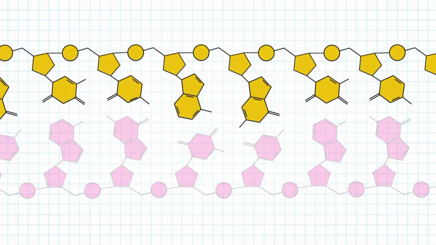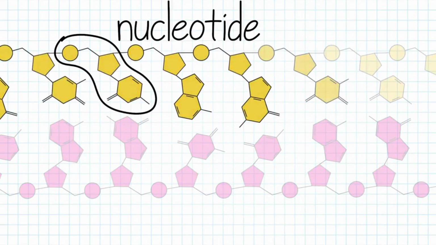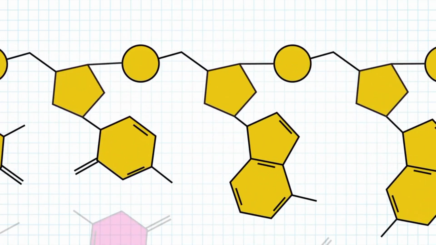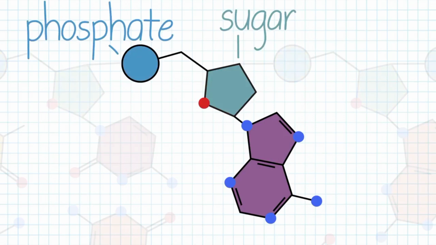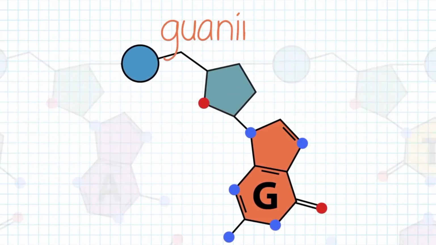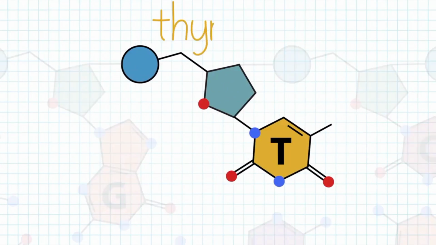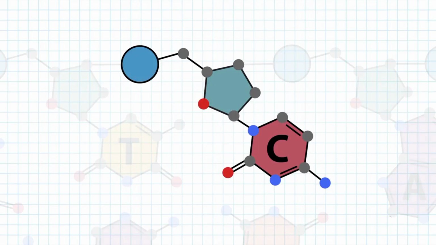We can unwind the double helix like this, so that we can see the chemical structure inside. Each strand is a polynucleotide, meaning the strand is made up of many individual units called nucleotides. A nucleotide has 3 components: the 5-carbon sugar, a phosphate group, and one of 4 possible nitrogenous bases: adenine, guanine, thymine, and cytosine. The nitrogenous base is always attached at the 1' carbon of the sugar.